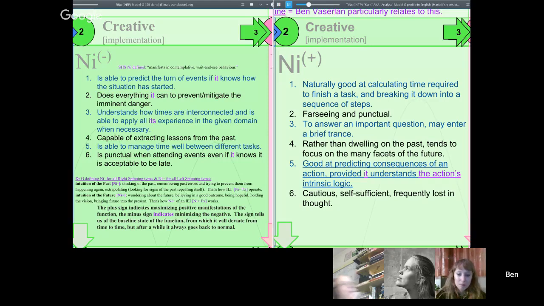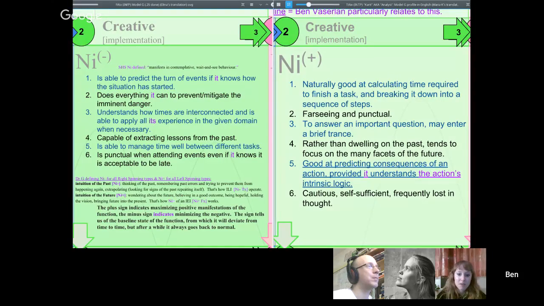You can see that always to be aware with Model G is, and I noticed this in about the last year. Why does it say that? It says that because it's NI+. That's why it says that. Good at, and there we go. And I've underlined this because I sort of might relate to that bit. Good at predicting consequences of an action, provided it understands the action's intrinsic logic. Yes, I would say, or at least I'm trying to predict consequences, bad and good. Just predict whatever consequences there could be.